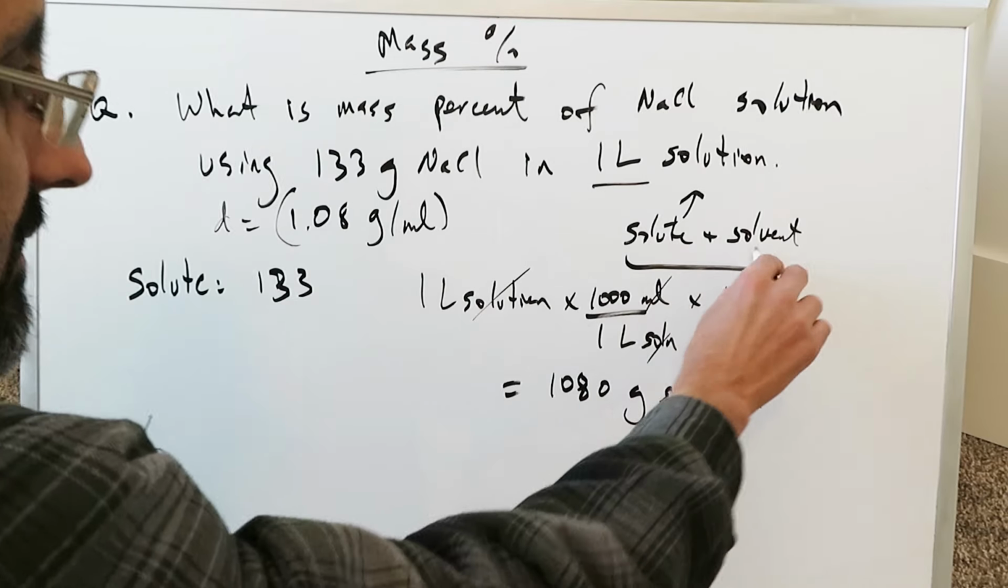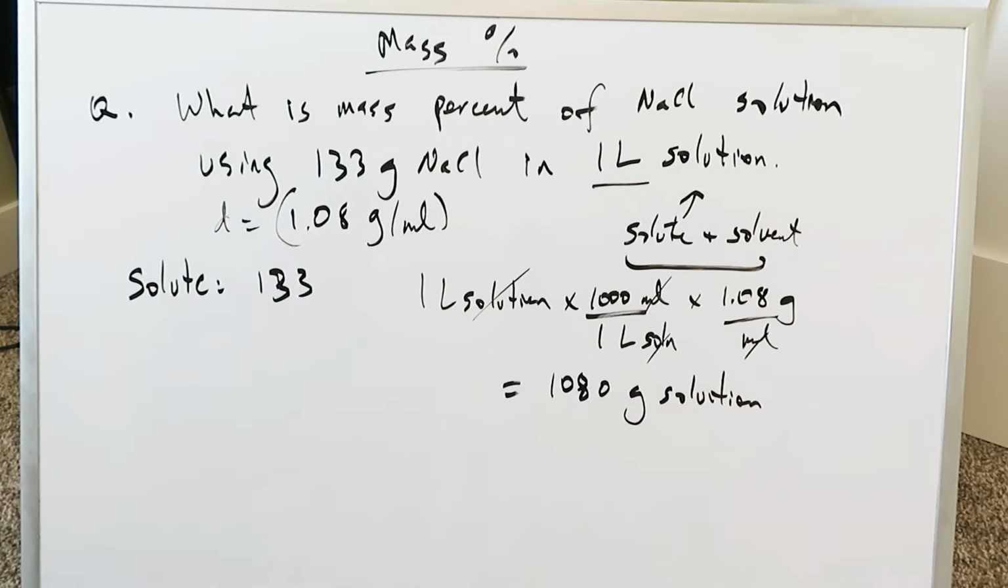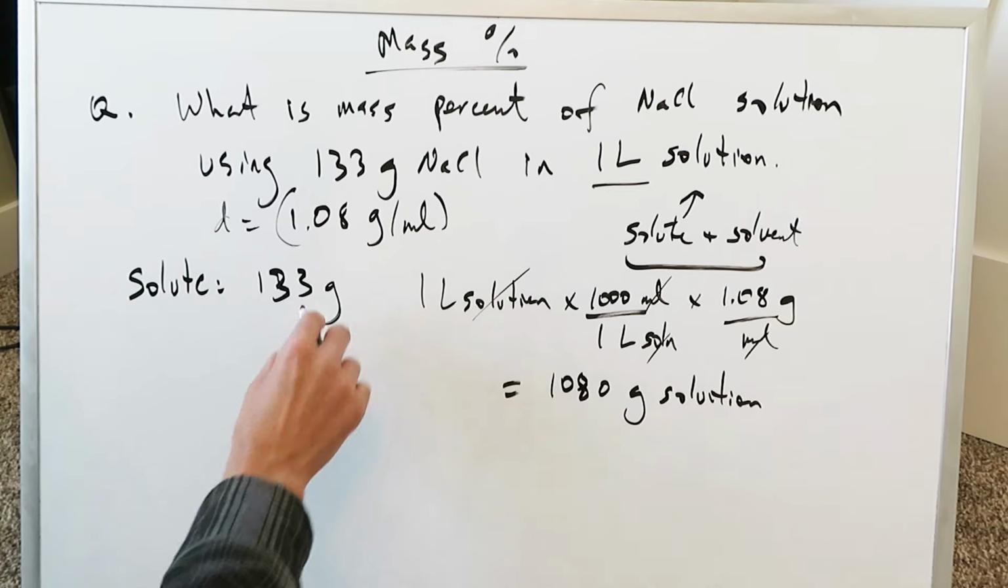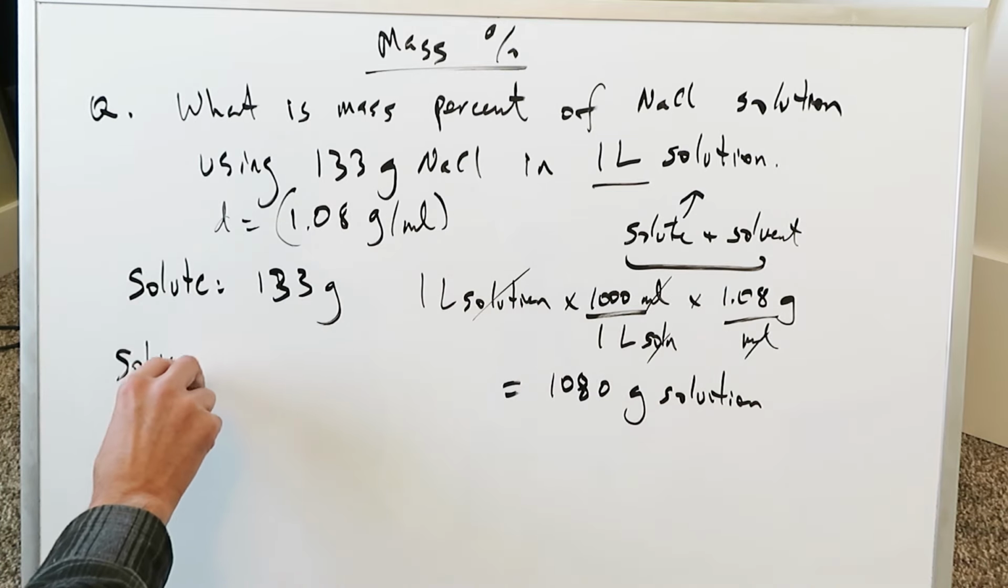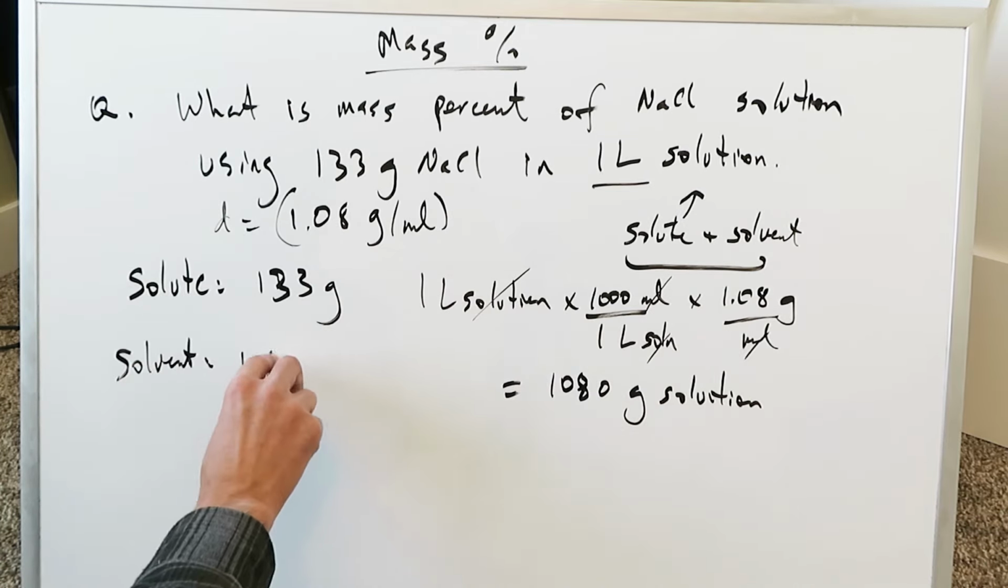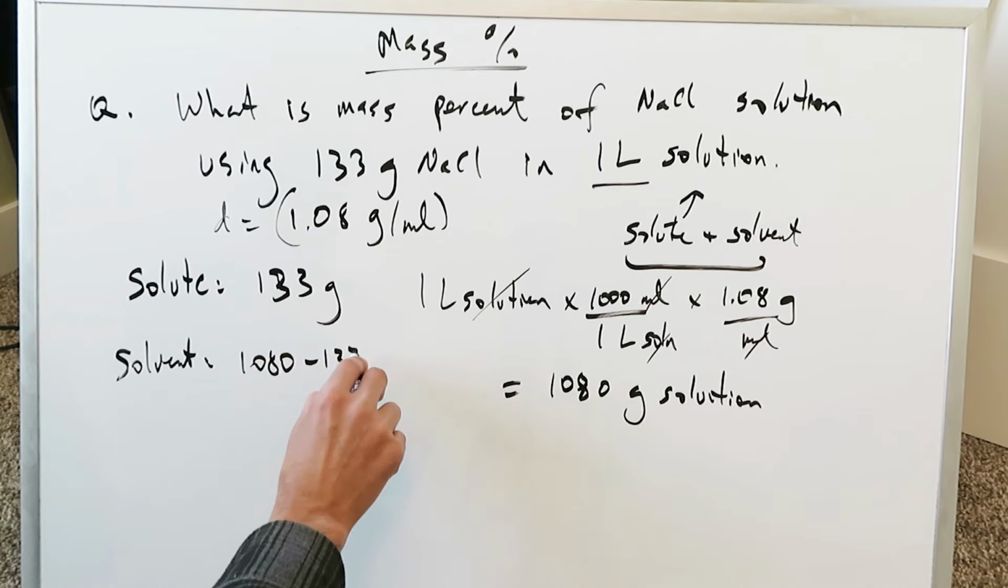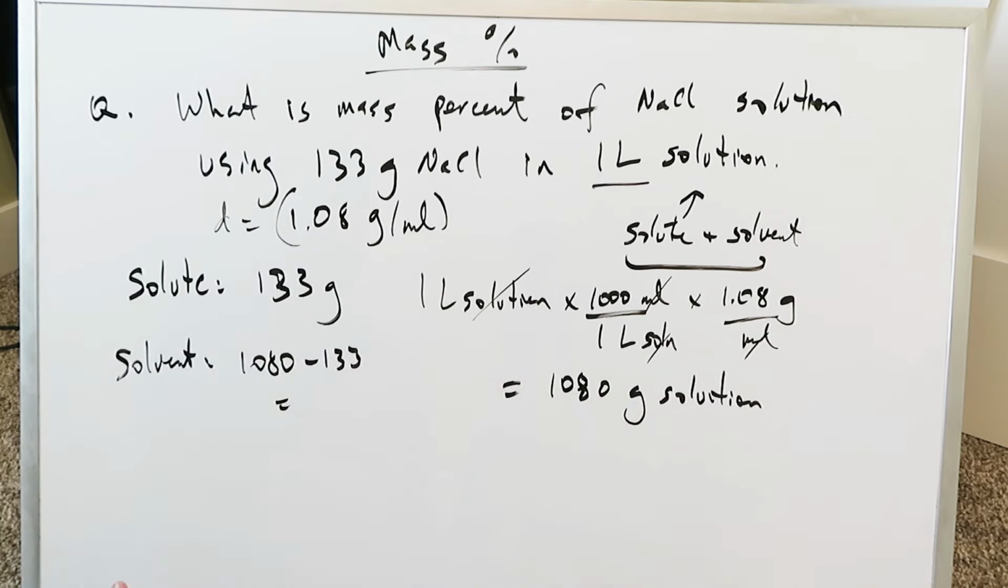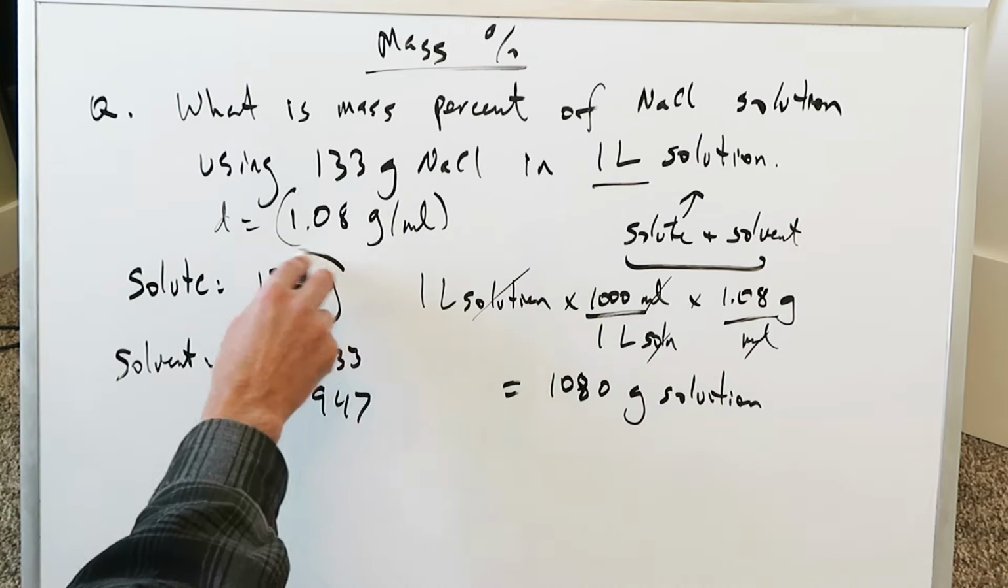But look right over here, the solution is made up of solute and solvent. We know we have 133 grams of solute. What must be the grams of the solvent? It would be 1080 minus 133. And what would that be? I'm getting 947. And now I have everything I need for that formula.